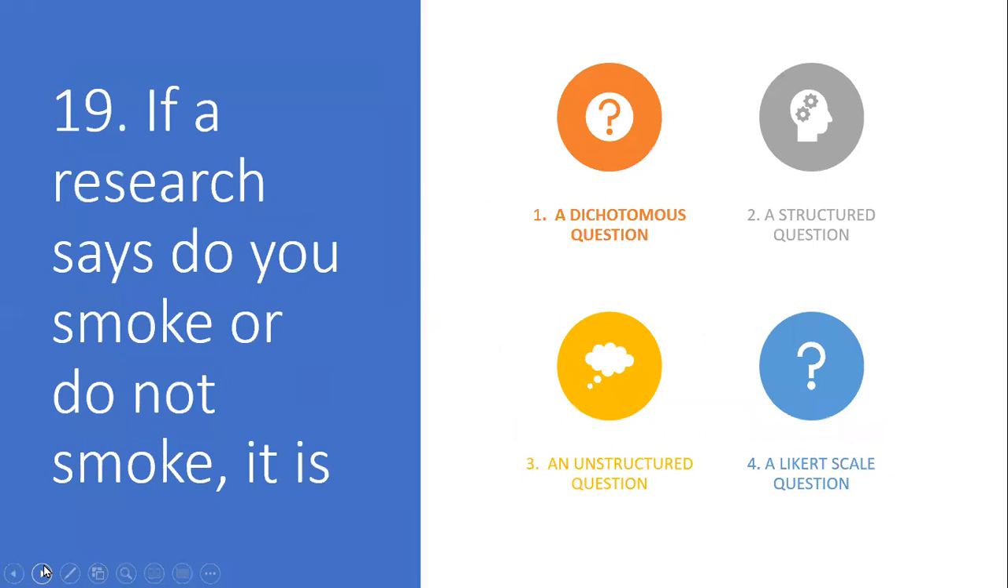If a researcher says, do you smoke or do not smoke? It is number 1, dichotomous question, structured question, an unstructured question, a Likert scale question. So the number 1 is the correct answer, dichotomous. You have two possible answers, right? So you say, do you smoke or not? So you have two options, either to say yes or no. Therefore, it's called the dichotomous question.